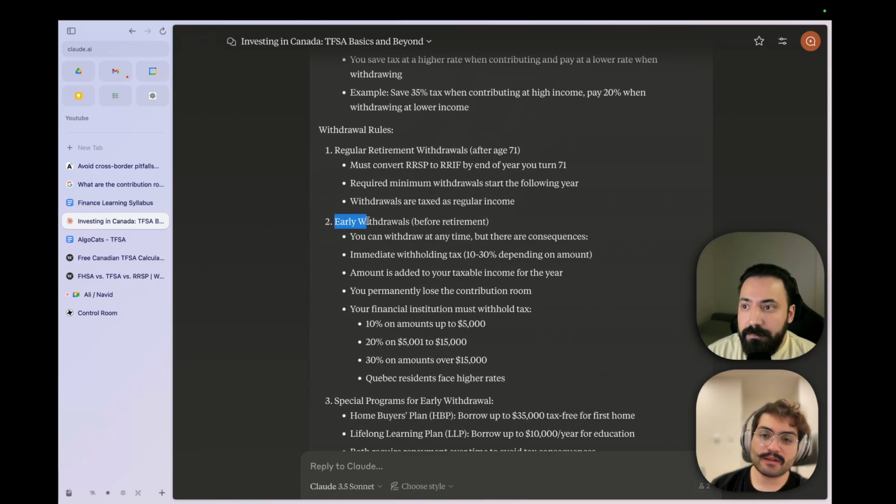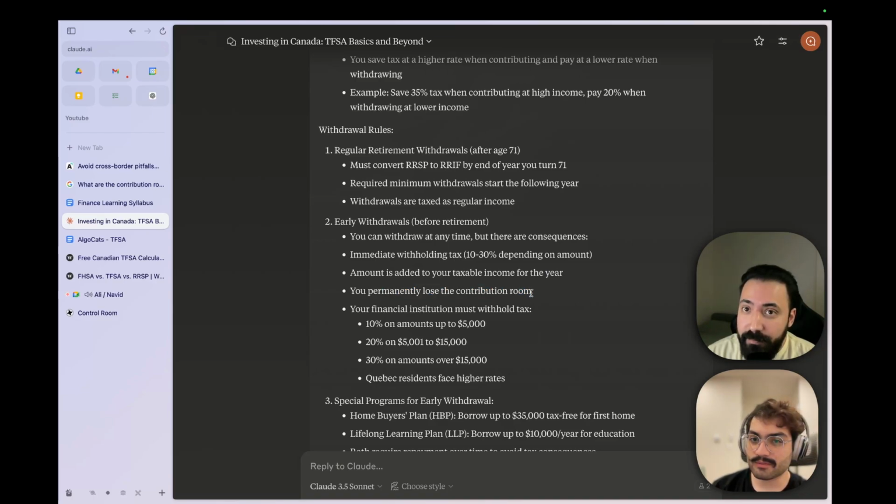If you want to withdraw earlier, you can withdraw at any time, but there are consequences. Immediate withholding tax, depending on the amount. The amount is added to your taxable income of the year. You permanently lose the contribution room.